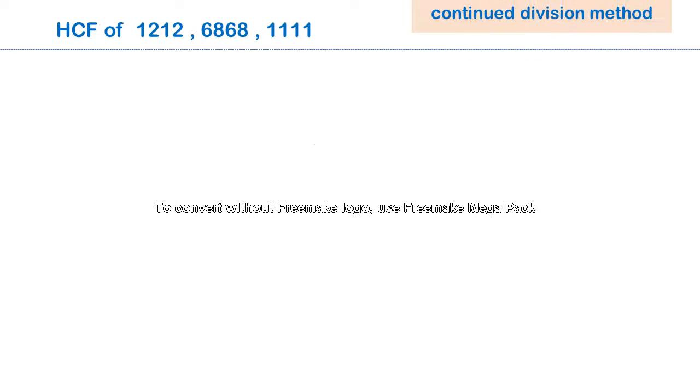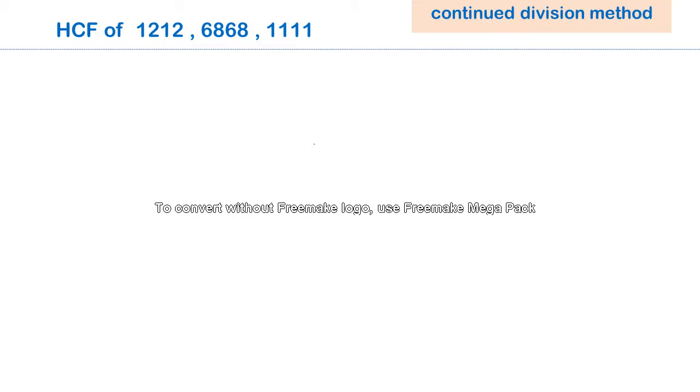Let's solve one more question. Find the SCF of 1212, 6868 and 1111 by continued division method. We know that we can only divide one number by another number, so we can use only two numbers. So how do we find the SCF of three numbers by continued division method? It is possible to do that. Let us see how to do it.